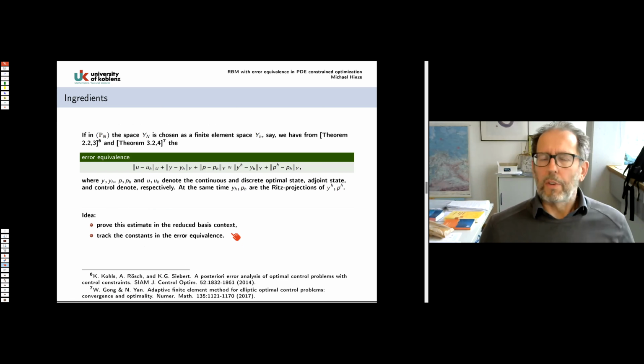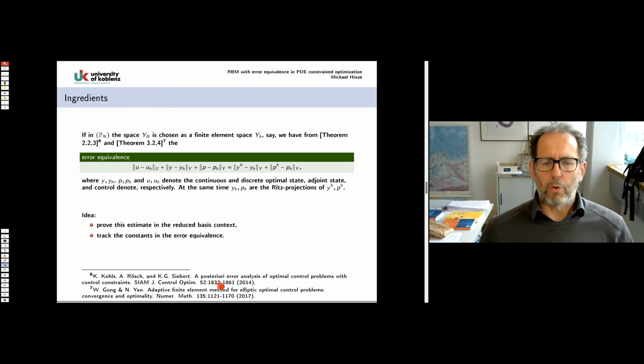So in order to prove this contribution, this reliable and effective error estimate, which then is a fully certified method which comes out of this, is an observation which we made in a posteriori convergence of finite element methods. Okay. And there are papers of Kohlt, Rösch, and Siebert, and of Gong and Yan, which are related to adaptive finite element convergence theory for optimal control problems.